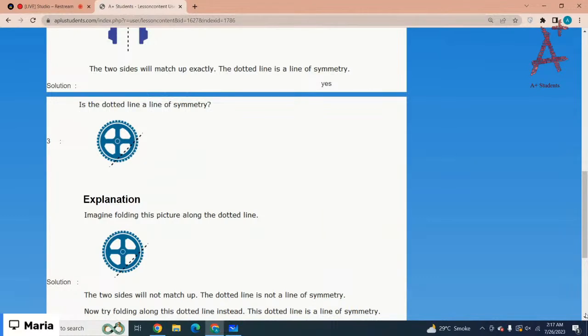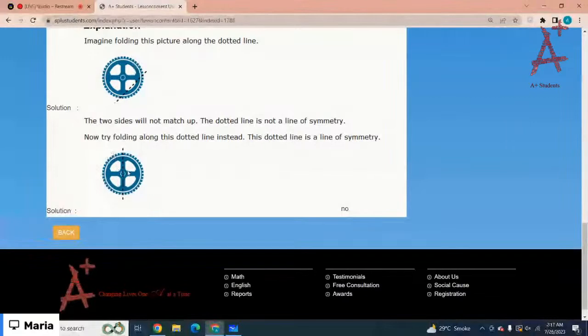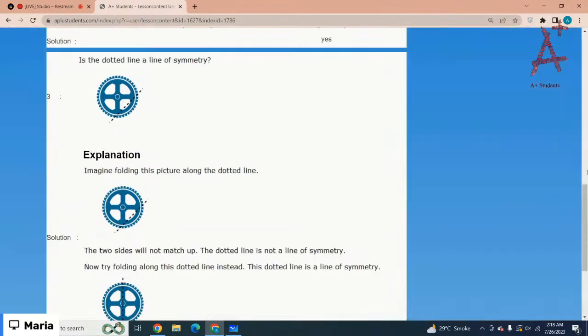Okay, now you can make another dotted line, and if you fold the image along the dotted line, the two sides will exactly match up according to this line. That means this is the line of symmetry, right? Let's just start with the practice questions.